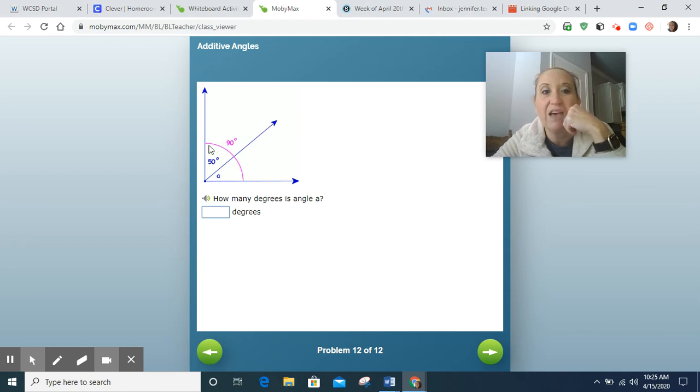Okay, here's another example. We have 90 degrees in all. We know part is 50, so the other angle would be 40 degrees. You're absolutely right.